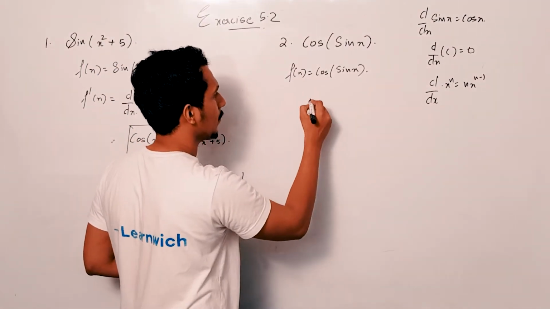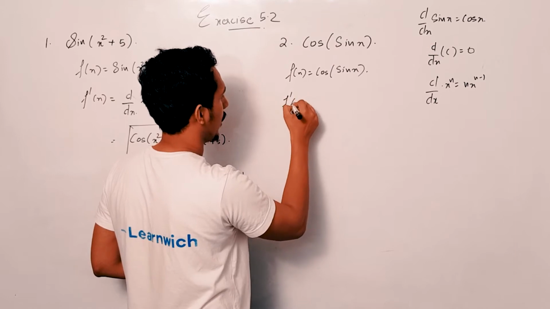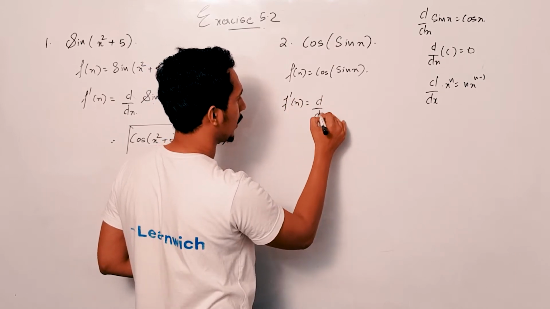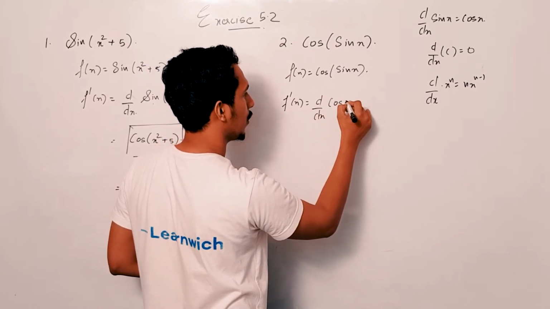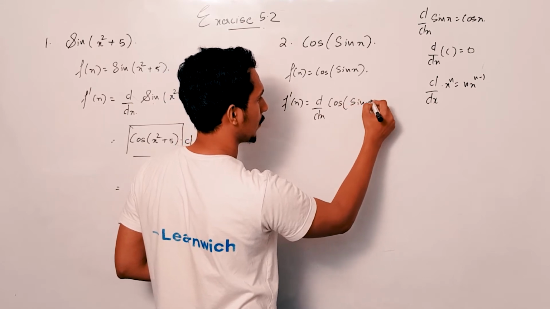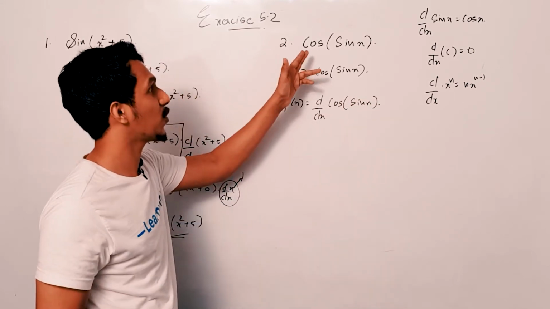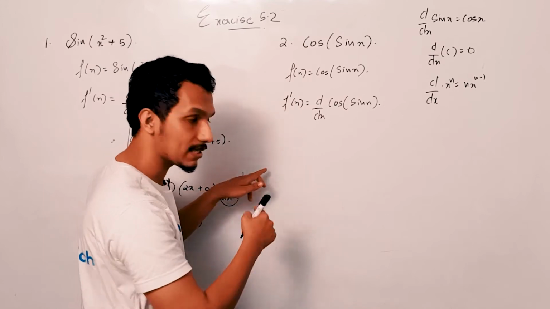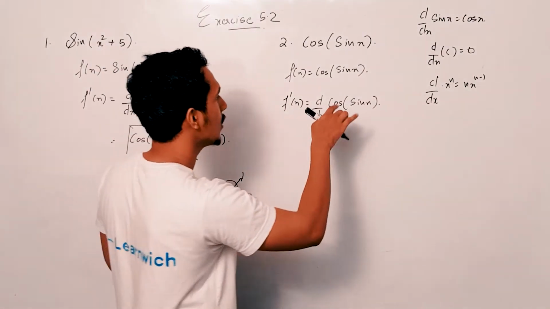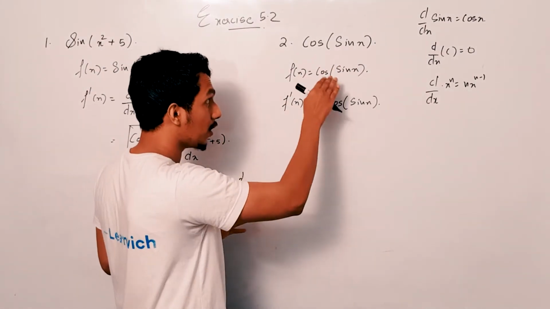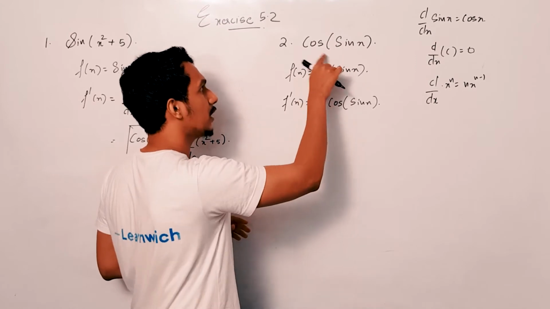It is starting with c. So f dash of x will be d by dx of cos of sin x. Okay, you have to understand this is cos of sin x, not like cos x into sin x. That's a different story. Here it is cos of sin x. That's a function within another function.